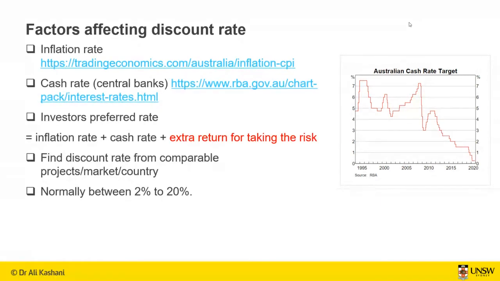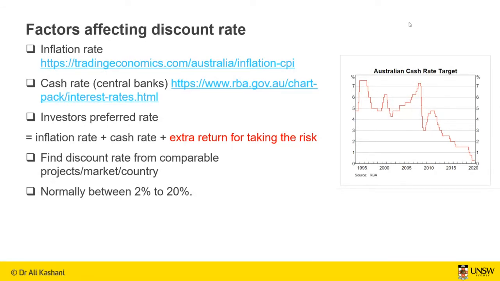But as an investor, if you consider only inflation and the cash rate, this means that the return that you're getting is going to be more or less the same as if you just put your money in the bank. So you want to get extra return for taking the risk of doing that project. This is going to be added to those rates in order for you to get a discount rate that is suitable for your project. And also, as mentioned in the video, in different environments and different conditions, that extra return for taking the risk is going to be different.